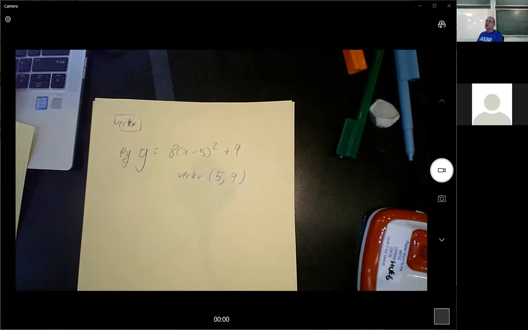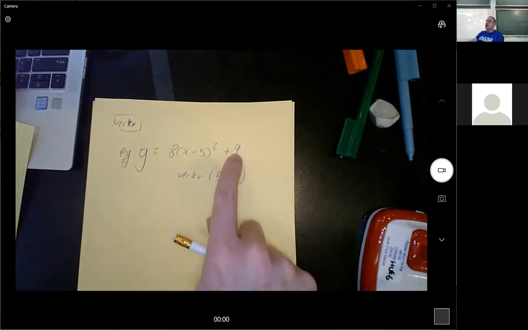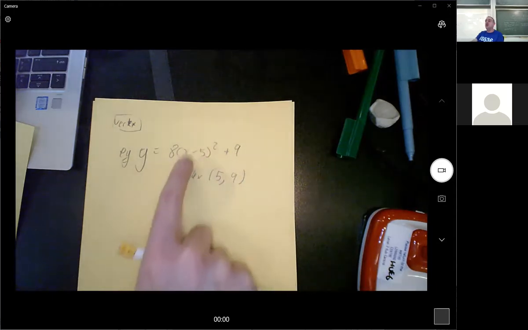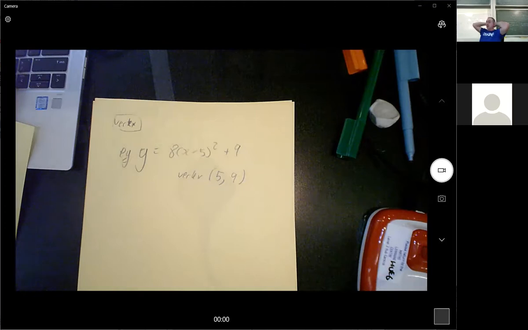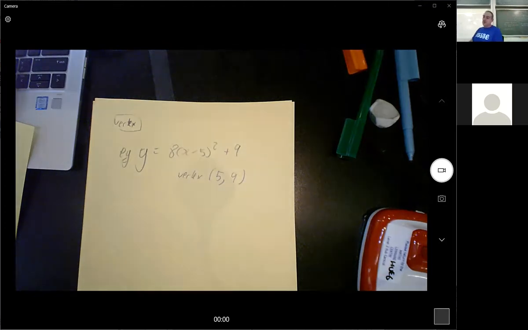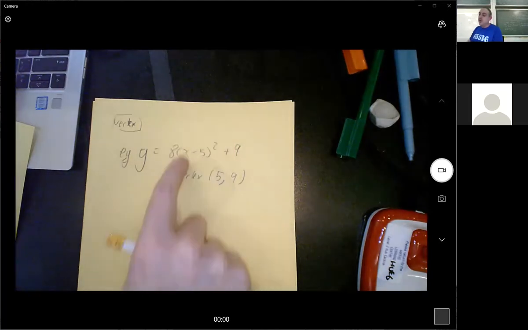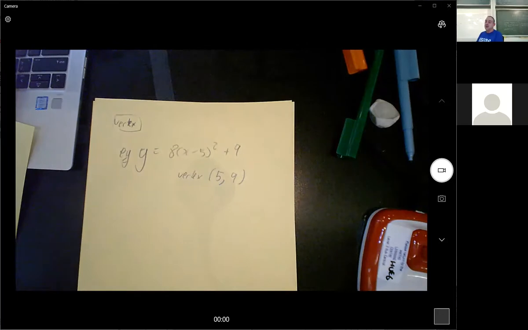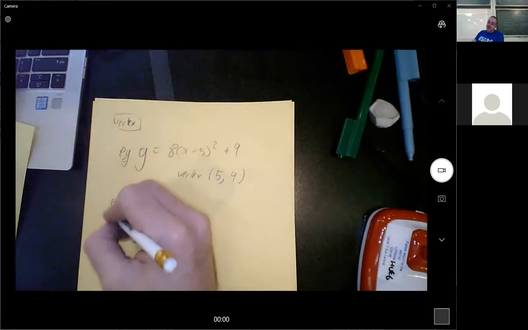And that's because it starts at 9 and then you add on this square thing. So the further away you get from 5, the higher the answer is going to get. And so 5 is the bottom, because the smallest answer this can possibly be will happen when this is 0. That's why that's the vertex. Cool.